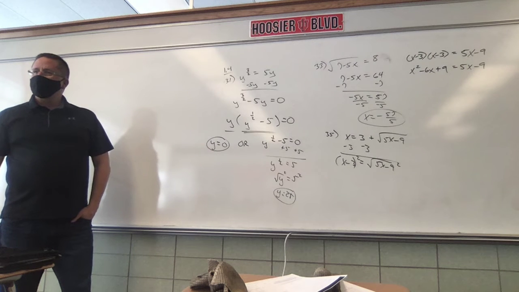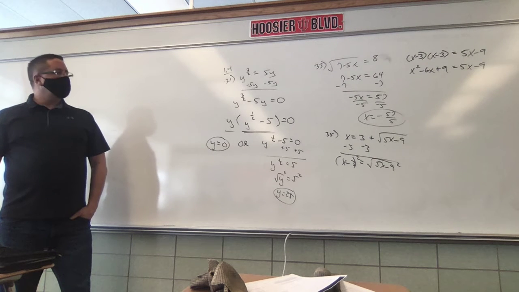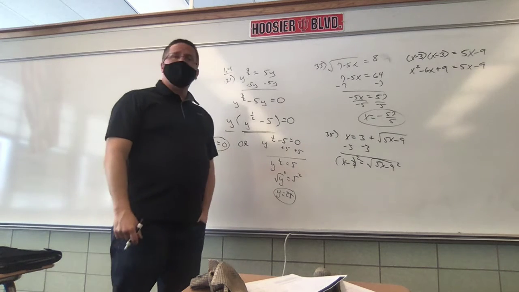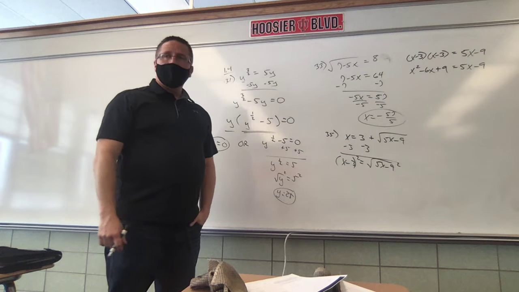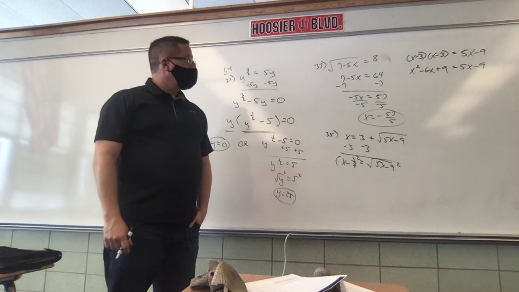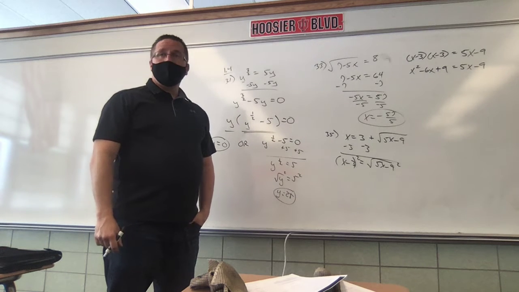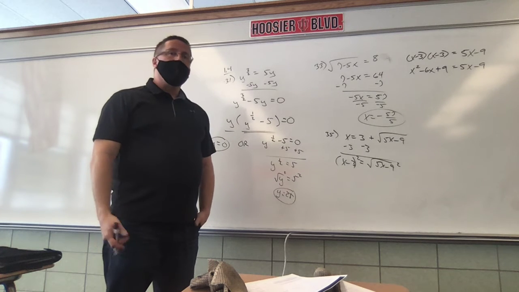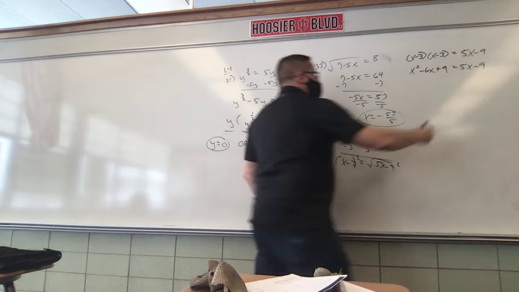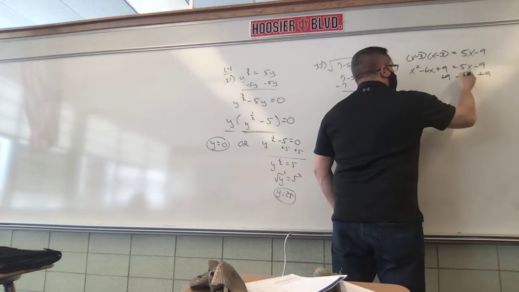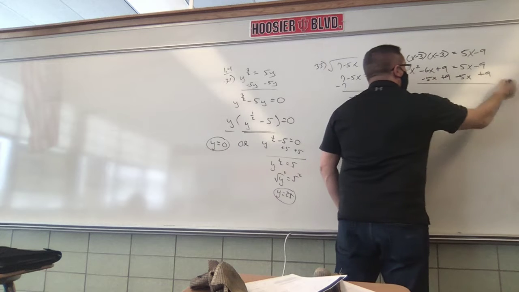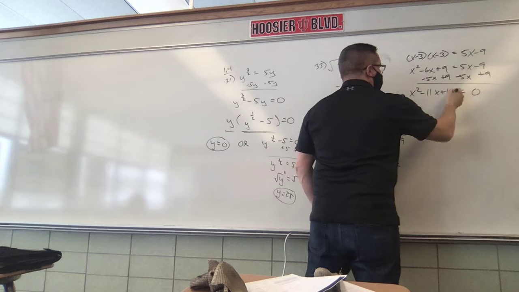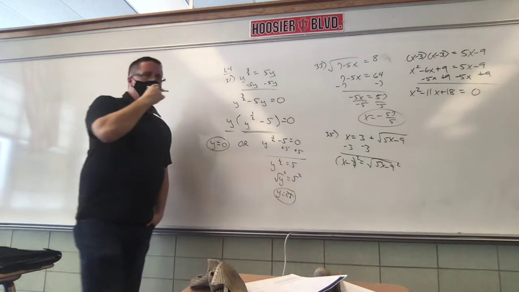Now what? Minus 9? No. Add 9. Add 9, and then do something else. Subtract 5x. Why? What are you doing? Get 0. If we do that, we have x squared minus 11x plus 18. Gotta have 0 on one side.